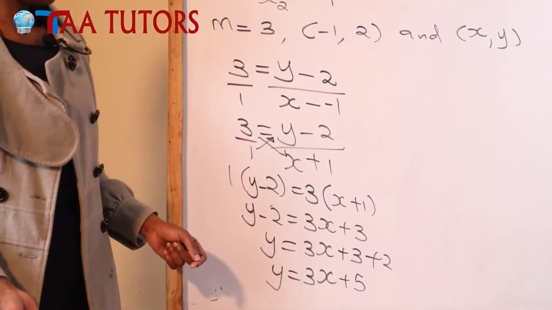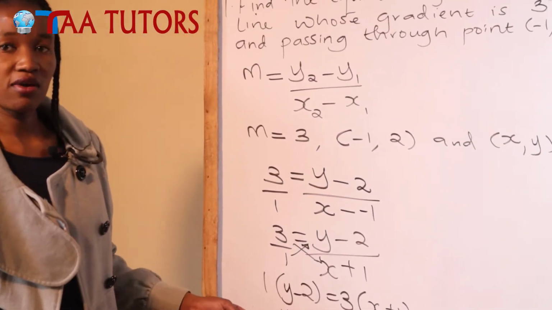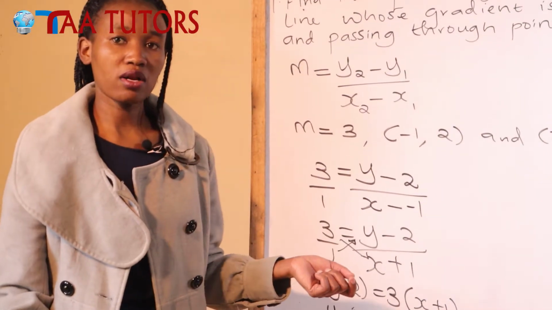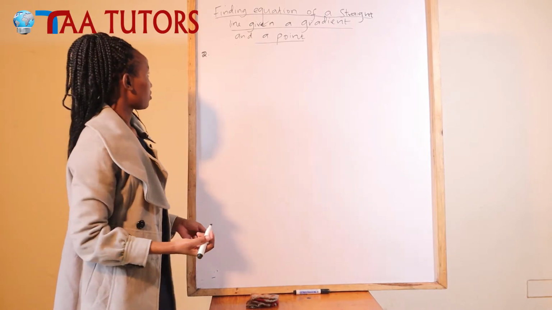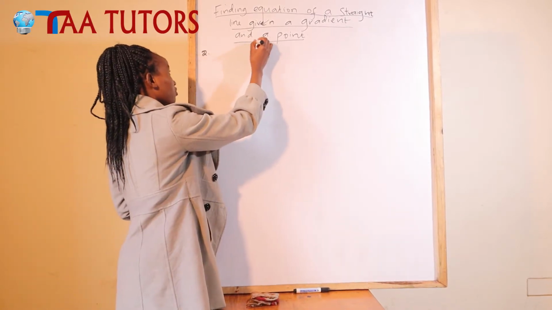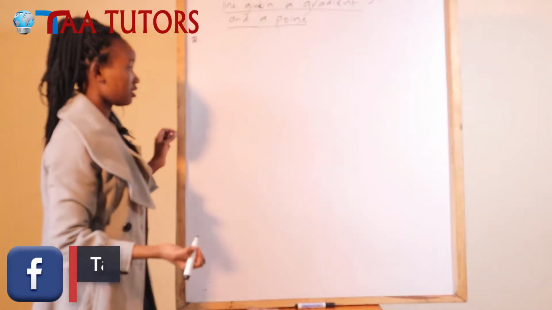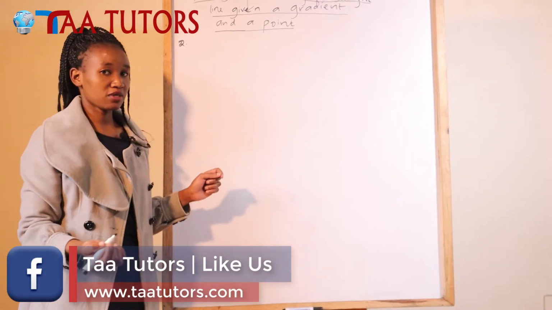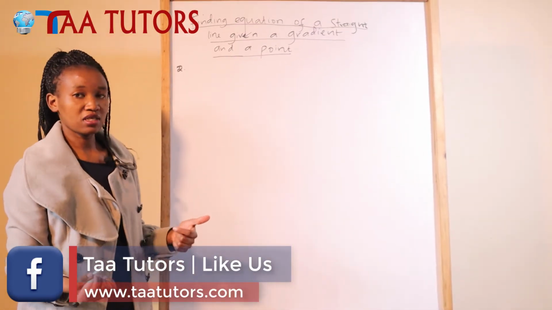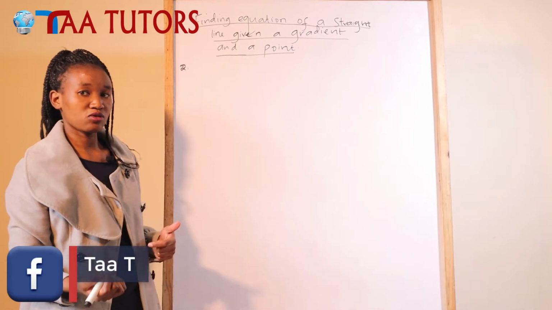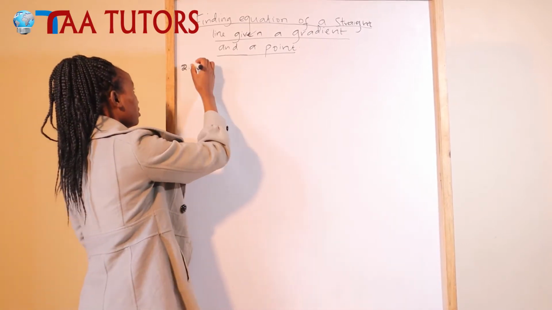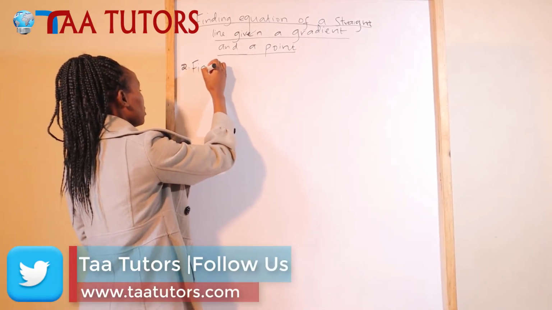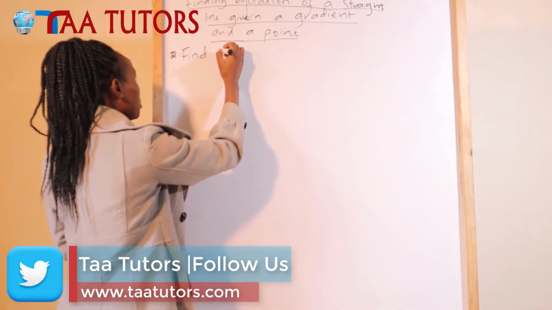Viewers, that's how we find the equation of a line when you are given the gradient of a line and one point. I'm going to write some questions and I hope you're going to try those questions, and if you have a problem with any of the questions I've written, you can always comment and ask, and then I'll always get back to you. So the second question that I want you to try is this question.